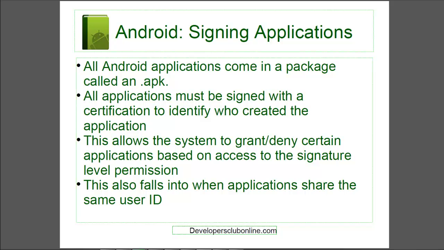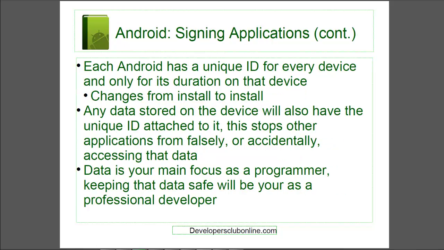All Android applications are referred to as a .apk. They come in a small bundled package. All applications must be signed with a certificate to identify who created the application. This signature-based system can also be used to grant or deny people the right to put their applications on the market based solely on their signature. This also applies to applications that share the same user ID. If you have 2 applications that want to share the same user ID, they must also share the same signature to verify that it is the same owner who is creating both applications, in order to share the same resources.